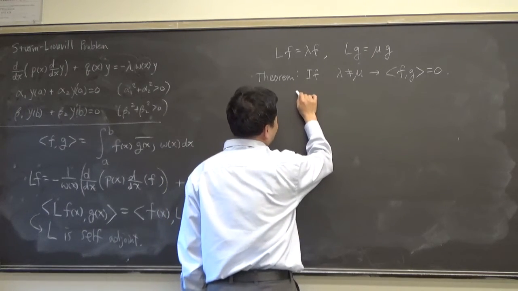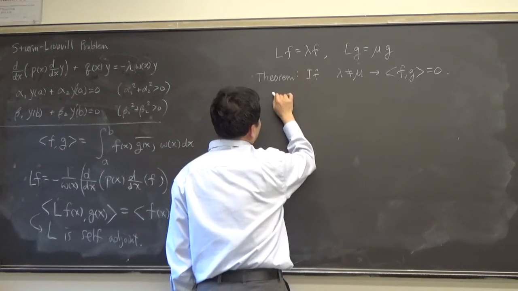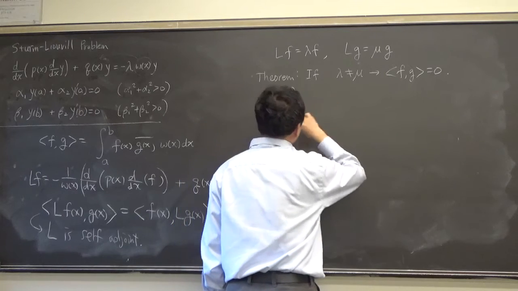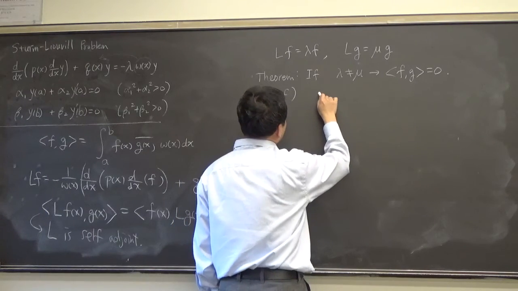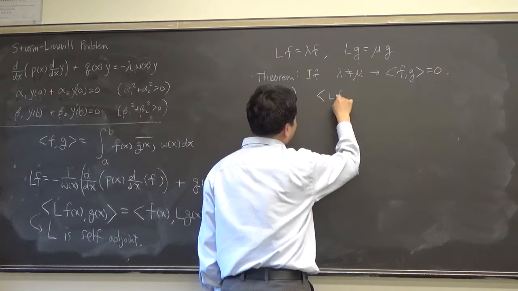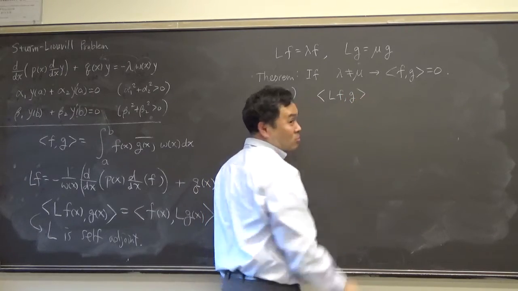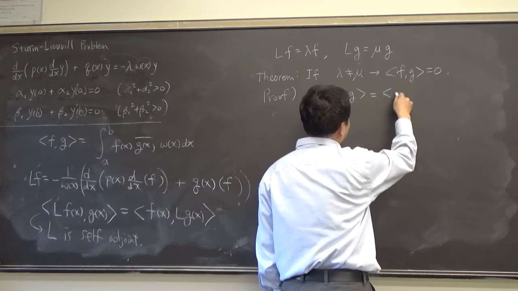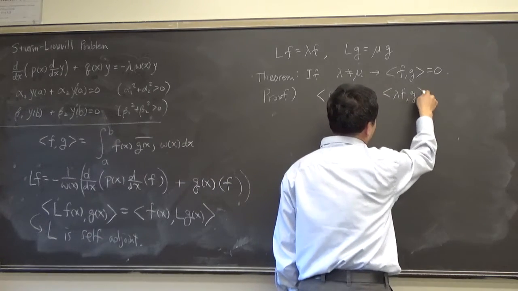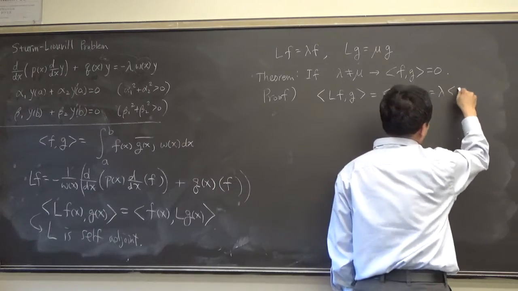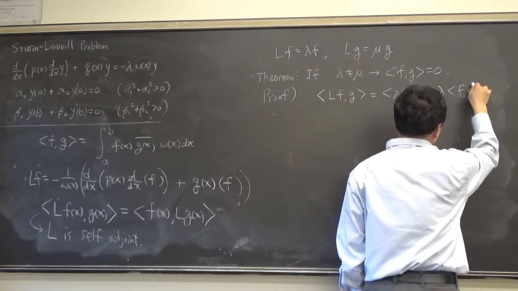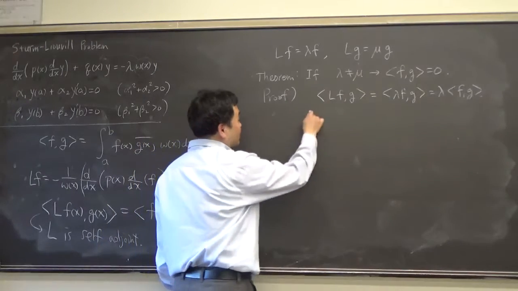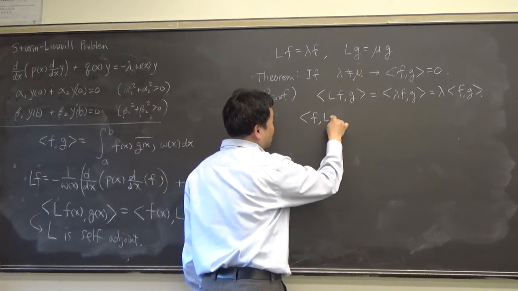Proof: we use the fact that L is self-adjoint. So what we do is we evaluate the inner product of L f and g in two different ways. What's the inner product of L f and g? That's lambda times the inner product of f and g. Right. What is the inner product of f and L g?